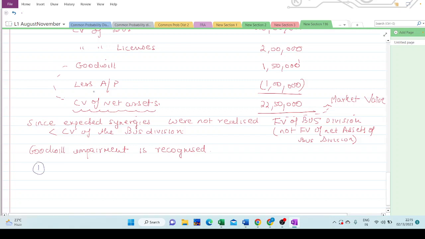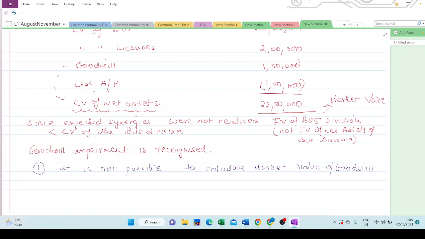it is not possible to calculate market value of goodwill. Guys, can we calculate the market value of goodwill? No, we cannot calculate the market value of goodwill because goodwill cannot be bought and sold separately. Right. Since goodwill can't be bought and sold separately, right?